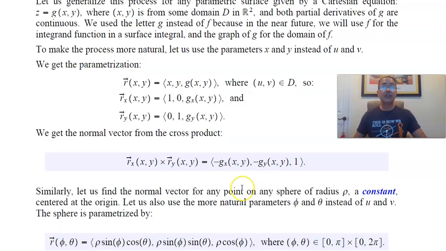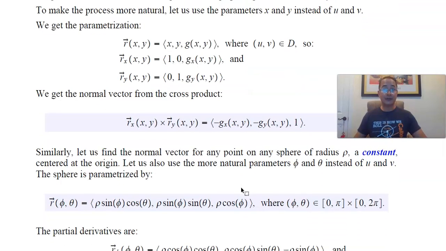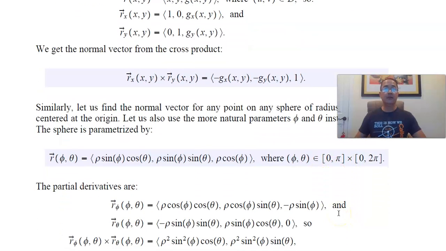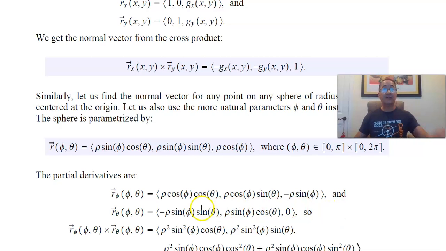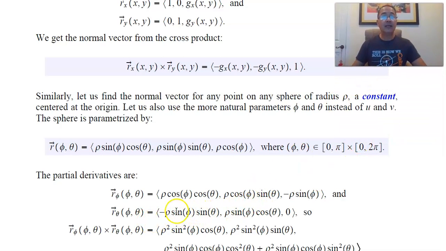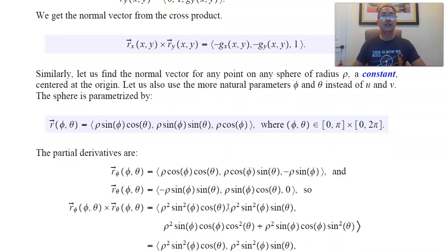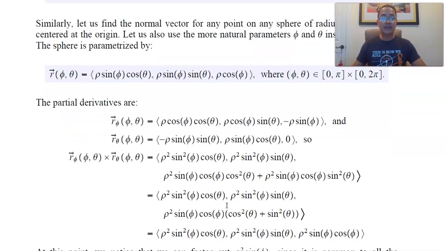Okay, let's generalize what we saw for spheres. If the sphere has radius rho centered at the origin, this is our parametrization, phi from 0 to pi, theta from 0 to 2 pi. We know how to find partial derivatives with respect to phi and with respect to theta. This is exactly the same as what we had before, except we now have rho as a constant. We are going to take the cross product of those two, and something amazing happens.